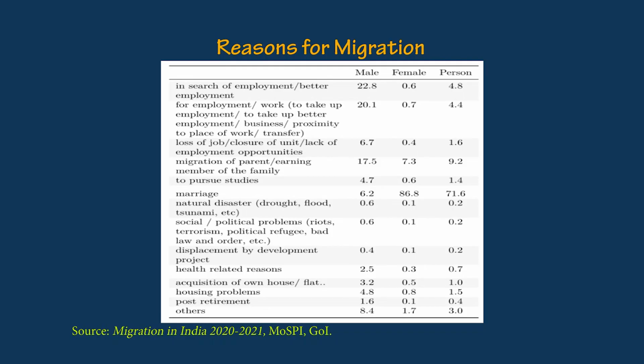Now, another interesting thing, and this is what perhaps interests a lot of you, is why people are migrating. Here again, there is a significant gender division. Males have a different kind of reason, female migrants have different reasons. If you look at the numbers, take a look at the percentage distribution in case of the male migrants. How many of them are migrating in search of employment or better employment? 22.8%. Compare that with the female figure, it's 0.6%.